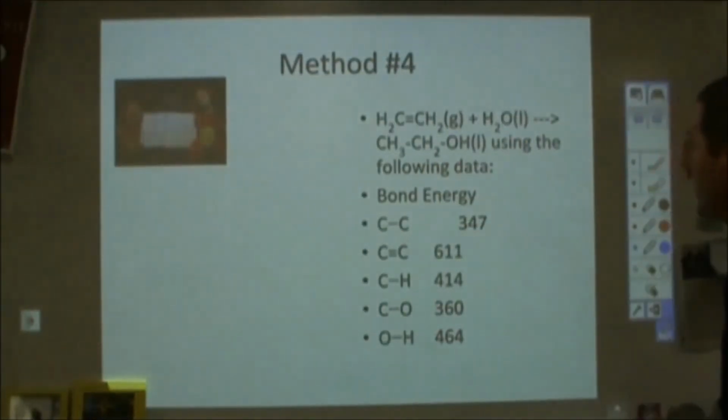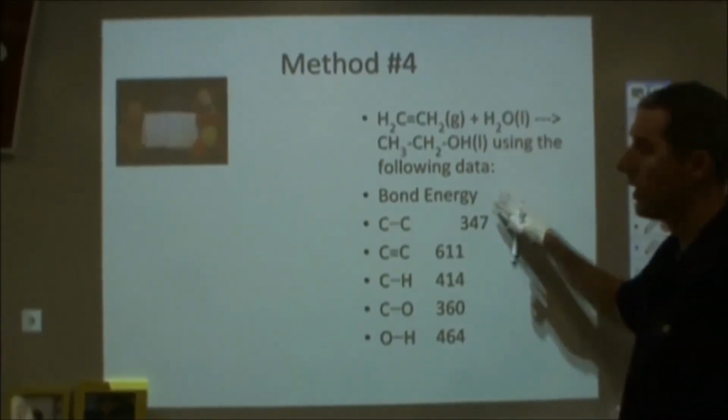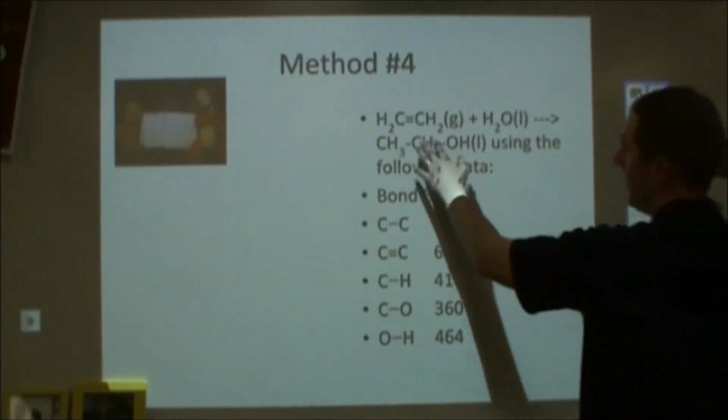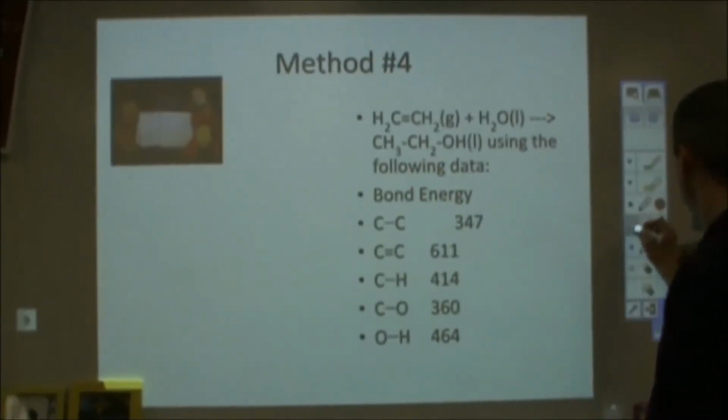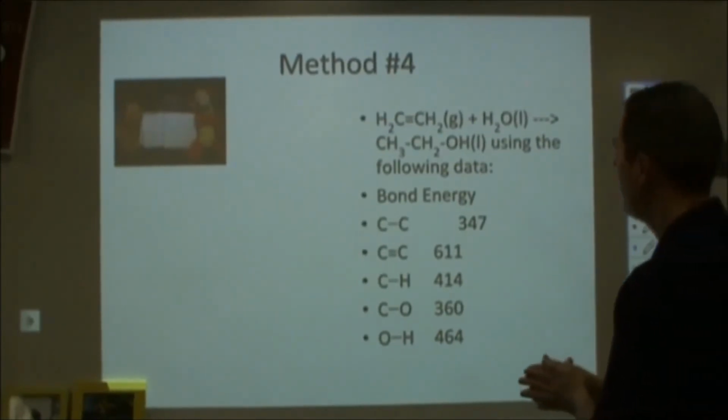The fourth method is using bond enthalpy. So if you're in a chemistry class, you're probably not going to do this. But if you're in an AP class or in an IB class or a college class, you're going to see this. This one's challenging because here you're going to have to go through and figure out what you're breaking apart and making.